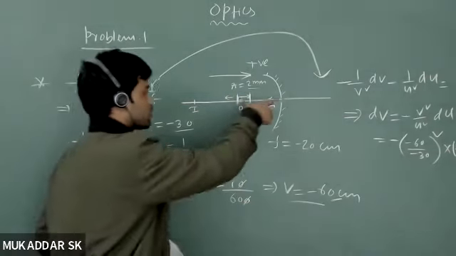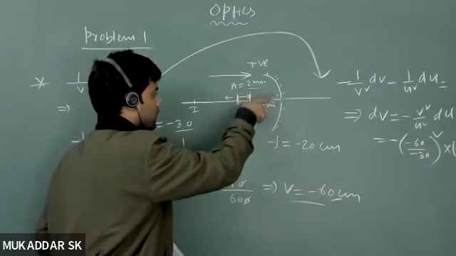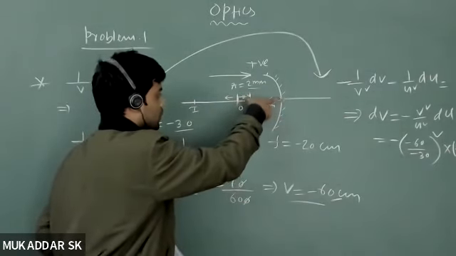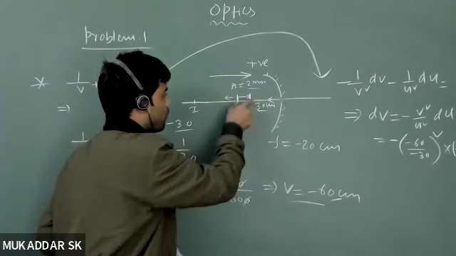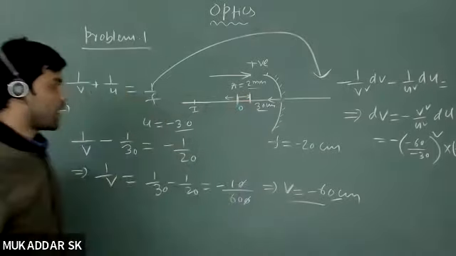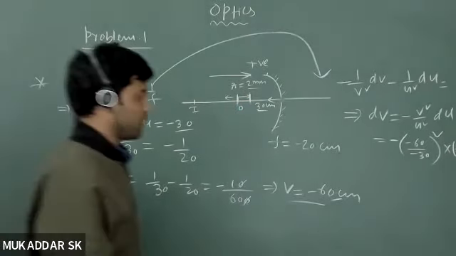Change in U will be how much? So initially your point object is here. So U will be this much. Now when it is going to extreme position, U will be this distance. So change in U is how much? That is this. And that will be actually negative.